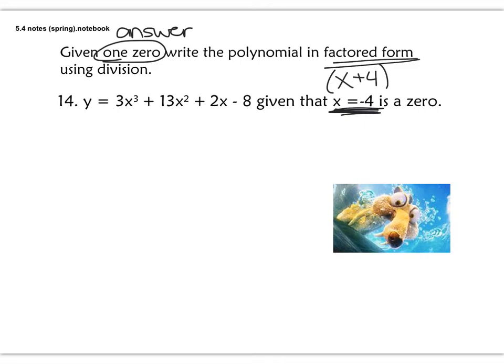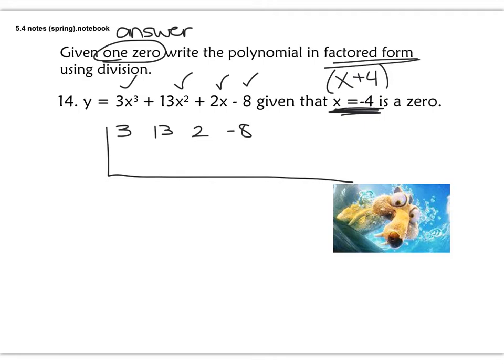If I know that, I can use synthetic division. So let's set it up. Again, double check. I have an x cubed, an x squared, x to the first, constant. Great, nothing's missing, no zeros hiding out in there. We'll put in our coefficients. We have a 3, 13, 2, -8. And they gave us the answer x equals -4, so that's what we divide by. Drop the first one down.